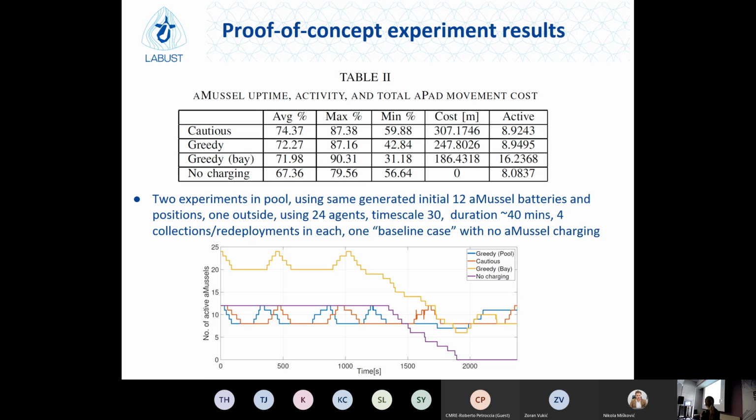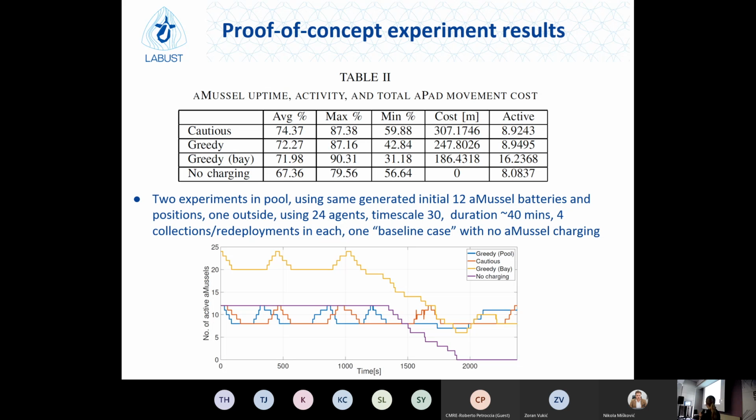Then, of course, we have an overview of some of their actual performance results. We can see again these two specific heuristics were chosen because they have very contrasting behaviors. One focuses only on battery levels, the other focuses purely on position. So we have one performing, as expected, much better in making sure the aMussels are capable of the long-term work, while the other minimized the effort of the APAD.